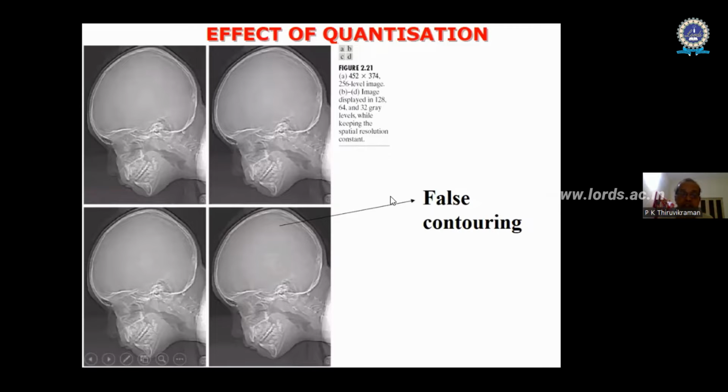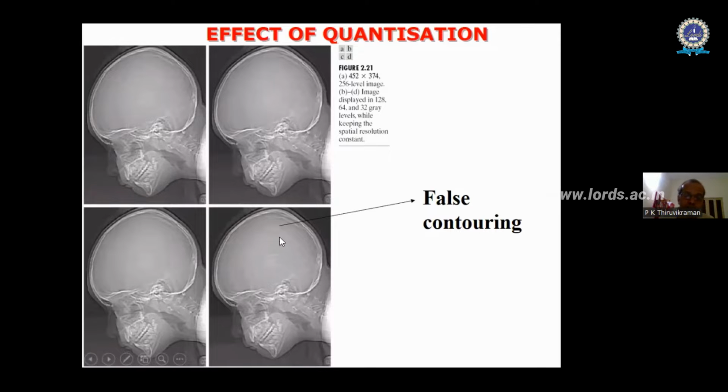Similarly, now look at the effect of quantization. Here the top left is a 256-level image, which means the intensity varies from 0 to 255. You can see a lot of nice, even variation, but I go on reducing the number of levels. From 256, maybe I make it 128, then reduce it further to 64 and then 32. So the number of levels is reduced.